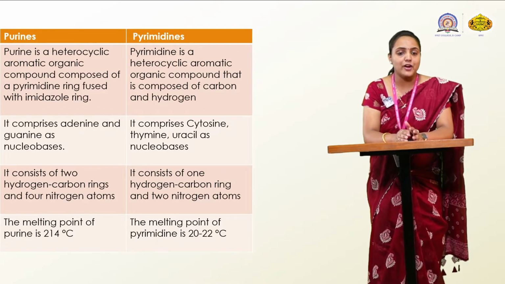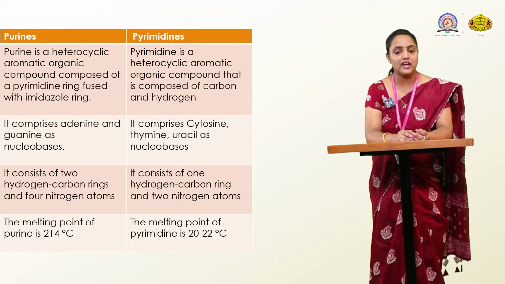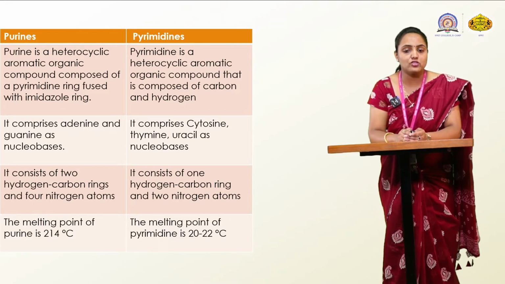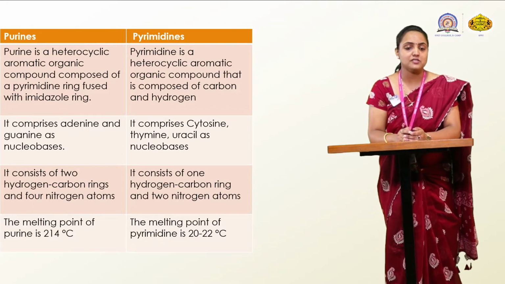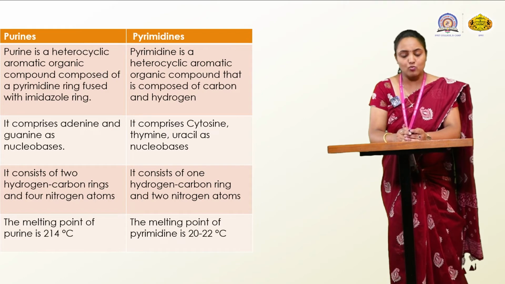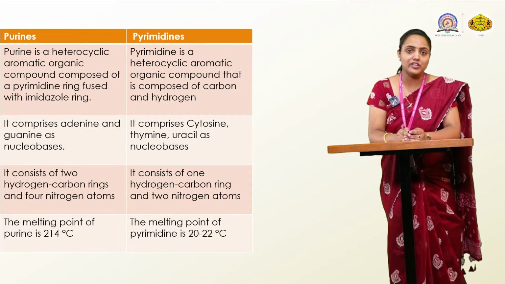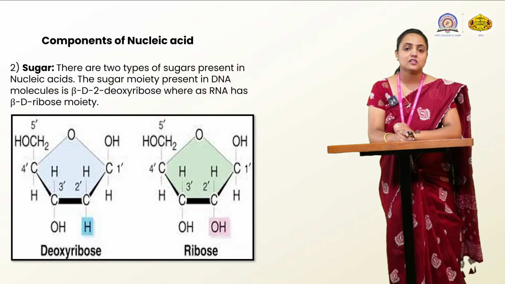Purines consist of 2 hydrogen carbon rings and 4 nitrogen atoms. Pyrimidines consist of 1 hydrogen carbon ring and 2 nitrogen atoms. The melting point of purine is 214 degrees Celsius and the melting point of pyrimidine is 20 to 22 degrees Celsius.